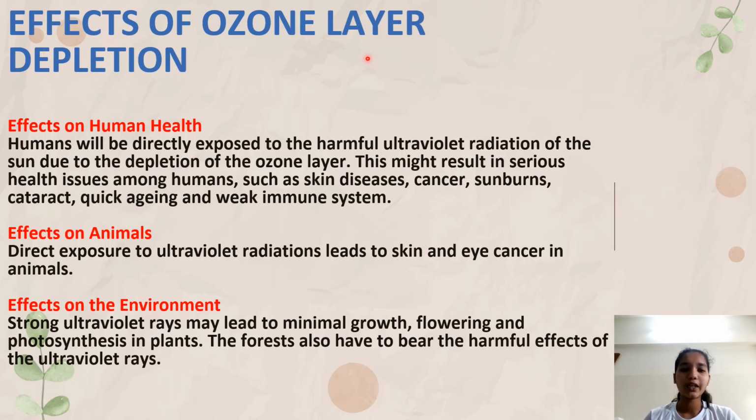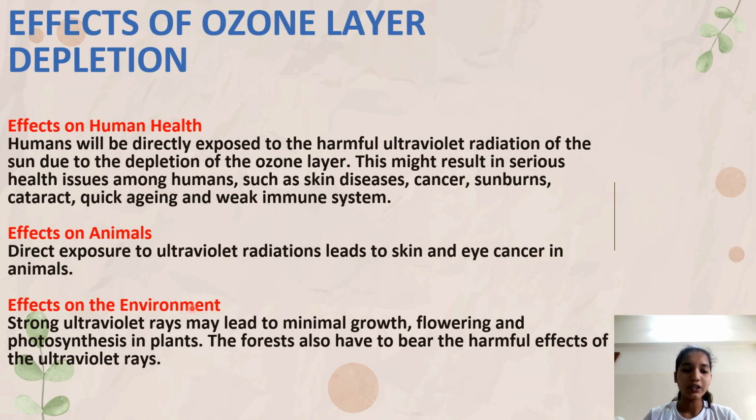Effects of ozone layer depletion. Effects on human health. Humans will be directly exposed to harmful ultraviolet radiation of the sun due to depletion of the ozone layer. This might result in serious health issues among humans such as skin diseases, cancer, sunburns, cataract, quick aging and weak immune system. Effects on animals. Direct exposure to ultraviolet radiation leads to skin and eye cancer in animals.